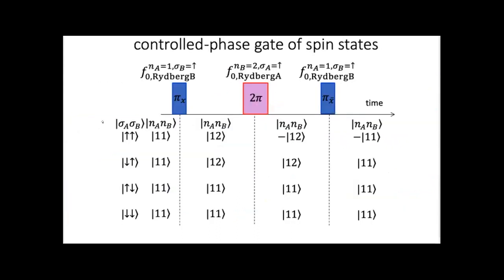More concretely, the controlled phase gate of the spin state can be realized with this pulse sequence. We have a pi pulse, a pi pulse and a pi pulse, but all the microwave pulses here are applied for the Rydberg state. It's a little bit complicated, but if you are interested, I can explain later. Okay, that was our proposal.